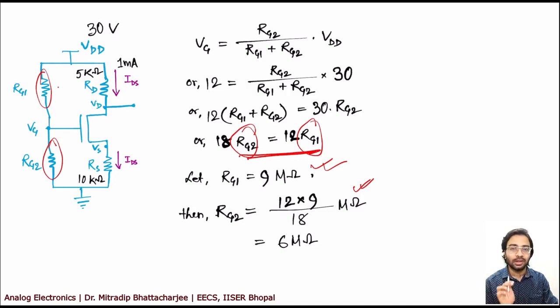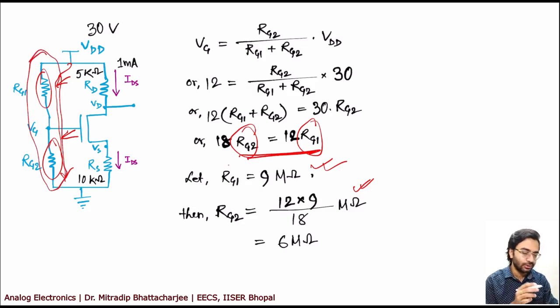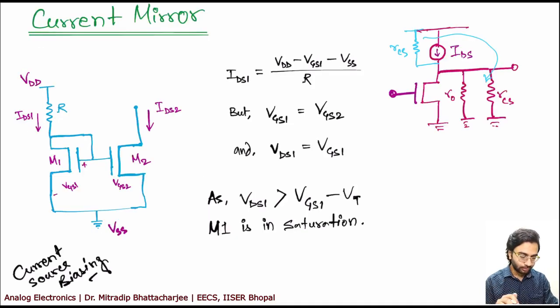But definitely we are not making these resistances very small because that may take a lot of power, because VDD is also connected to this part of the circuit. So a lot of current will flow through this and a lot of power will be consumed. This is the idea of choosing these resistors or resistance values.